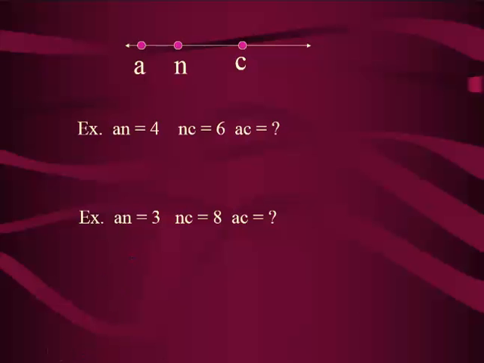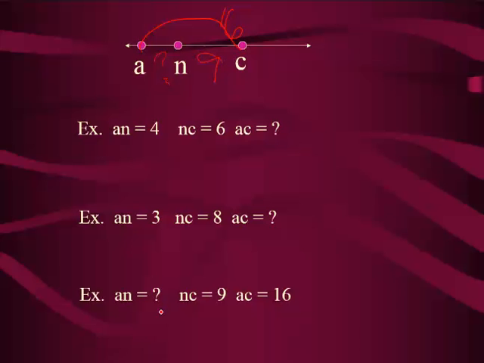Let's do one more. Okay, this time we don't know AN, but we know NC is 9, and we know the whole thing is 16. So what is the missing part? If we add the parts to get the whole, what are we going to do when we have the whole and need to find a part?